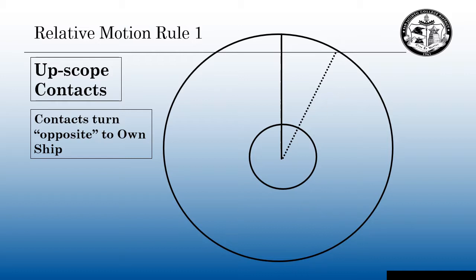So let's take a look at relative motion rule number one about upscope targets. It says if we alter course, the contact will turn opposite to our own ship. So if we alter course to starboard, it's going to make the contact look like it turns the opposite way, or it will turn to port.